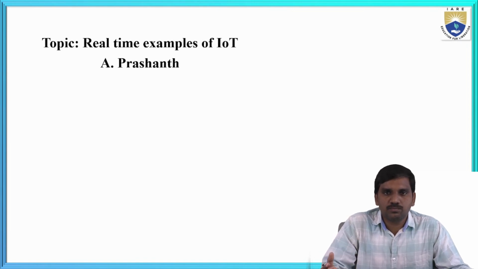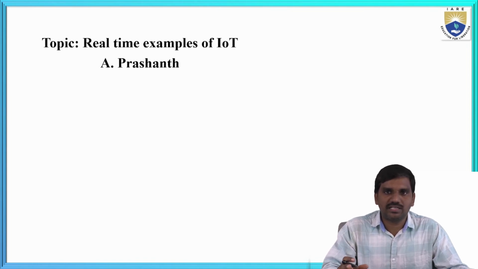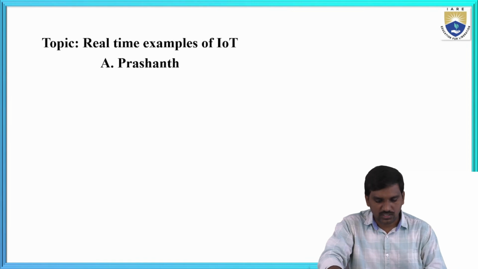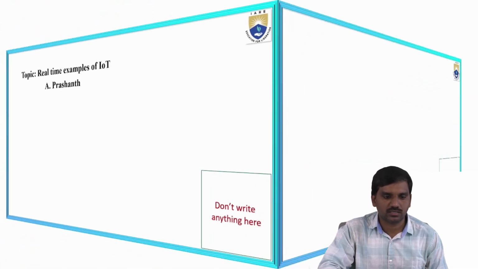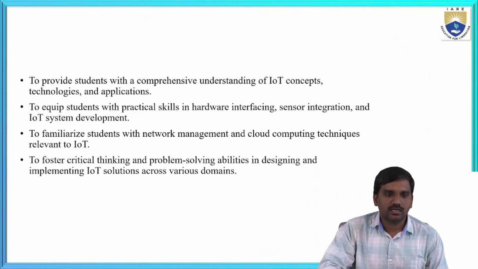Before going to real-time examples of IoT, we have to discuss some basic principles. What are the basics contained in the Internet of Things? Who was the founder? What are the specifications? What are the course objectives and course outcomes? We just have to know some basic points. Let's start with the course objective and course overview here.